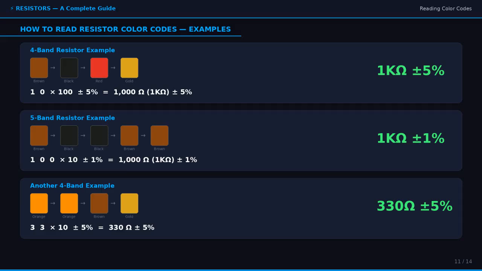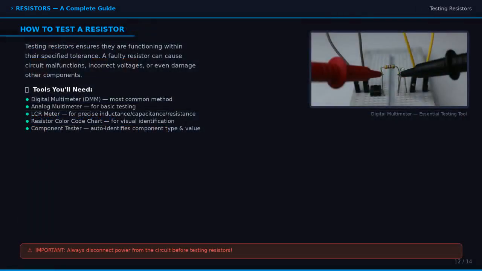Now let's learn how to test resistors. You'll need a digital multimeter, which is the most common tool, and a color code chart for reference. Always disconnect power from the circuit before testing. This is critical for your safety and to protect your equipment.